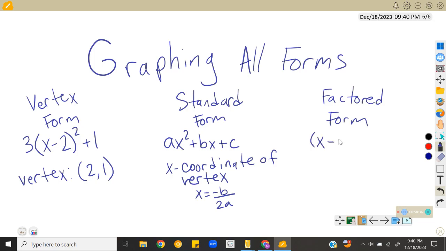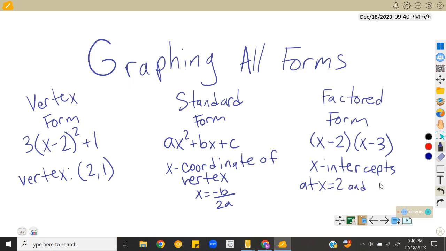But factored form would be something like y equals x minus 2 times x minus 3. And in factored form, we notice that this is also called intercept form, because when we look at this, this gives us the x-intercepts, as long as we change the sign of these two numbers. These x-intercepts would be at x equals 2 and x equals 3.